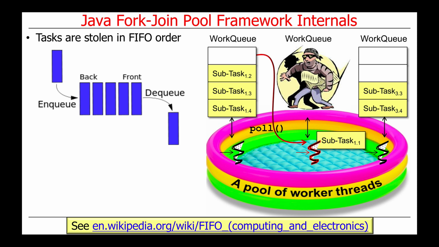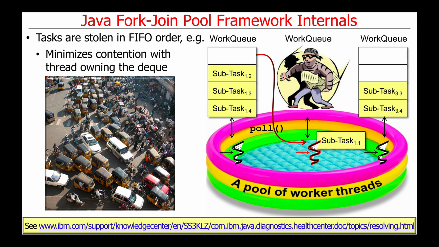So FIFO, of course, means first in, first out. That's just typical queuing behavior, like if you wait in line to purchase tickets at a movie theater or get popcorn, or you wait in line at the security screening at an airport. That's FIFO order. And the reason for stealing the tasks in FIFO order when a given worker thread pushes and pops in LIFO order is to try to minimize contention from the thread that owns the deck. So the thread that owns the deck will take things off the front and put things on the front. Threads that want to steal from that deck steal from the end.